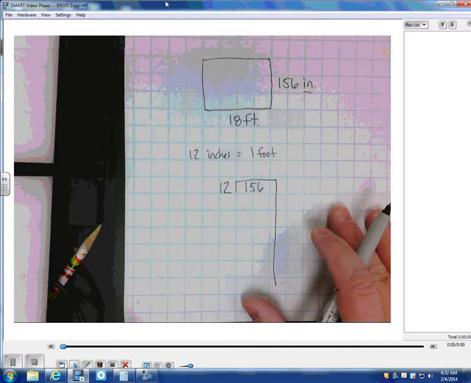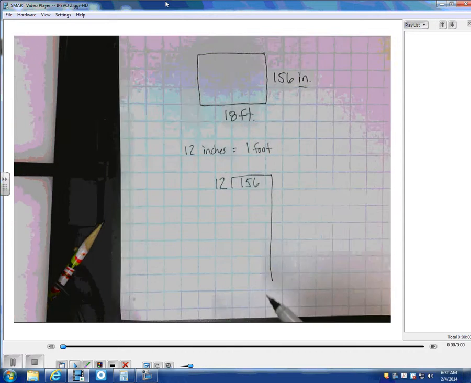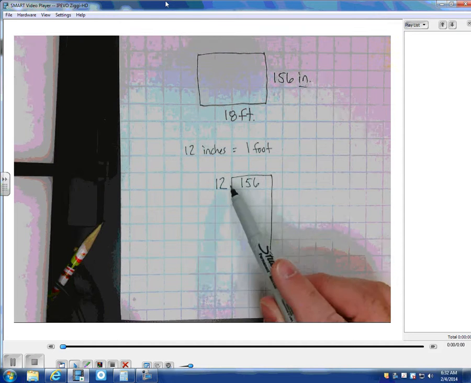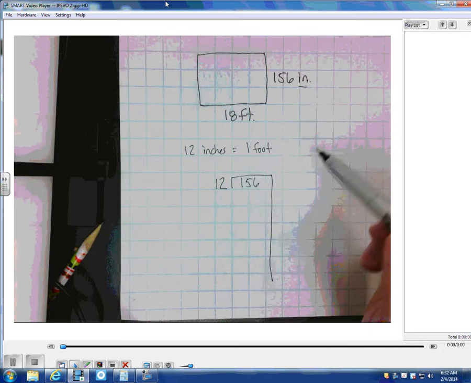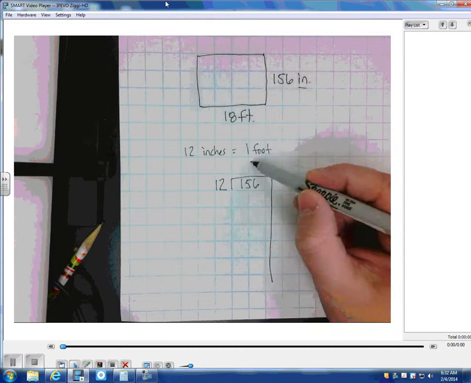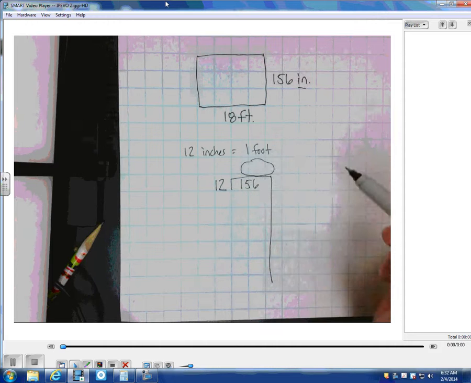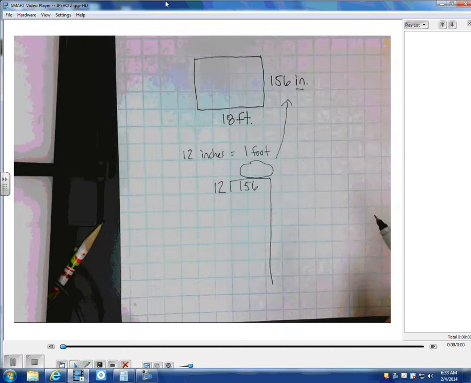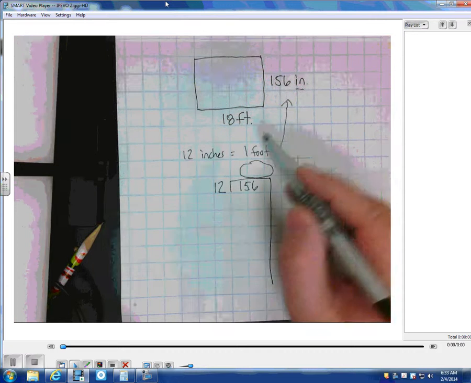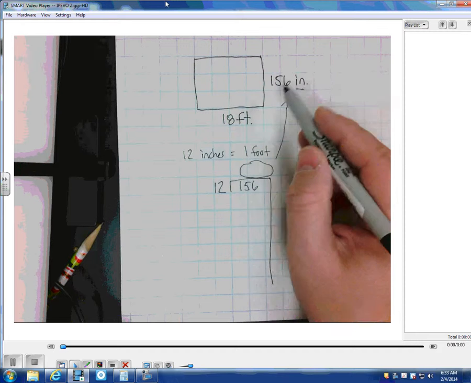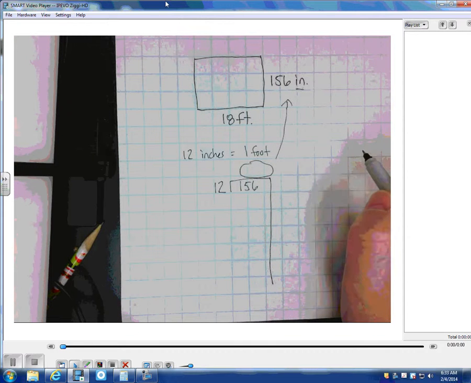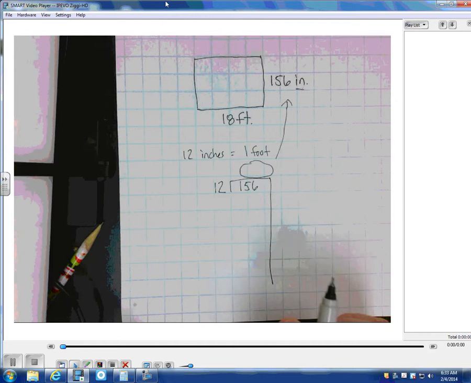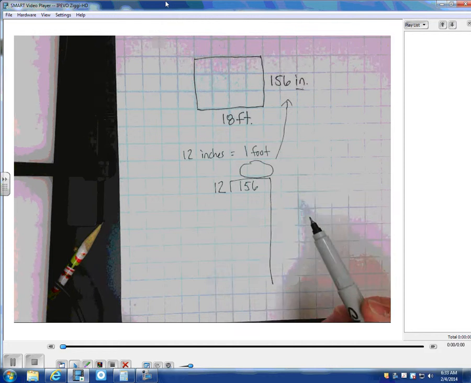Okay, and by this point, you should be able to do the division. So once you do your division, that new answer, whatever it is, would replace the 156 inches. And then at that point, you could then multiply the two to get your area. Don't forget in your area, they give you the choices to pick from A, B, C, and D. So you don't have to worry about that.